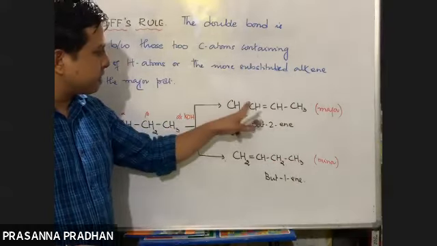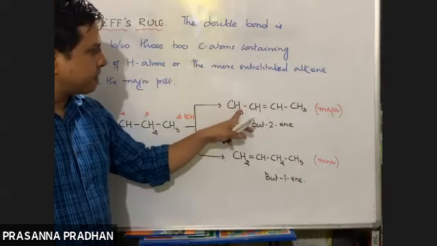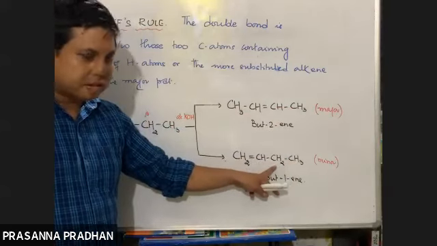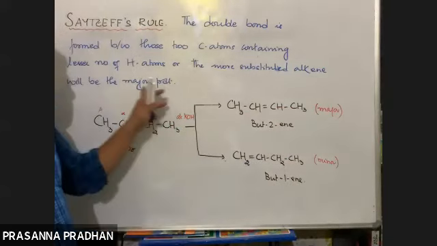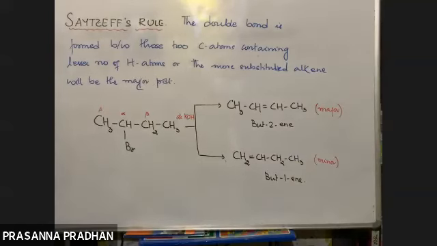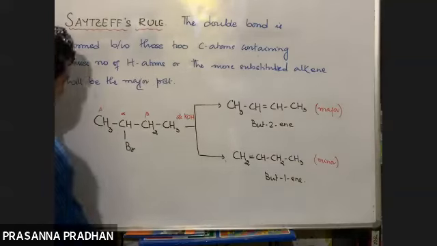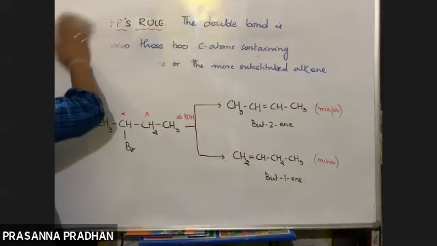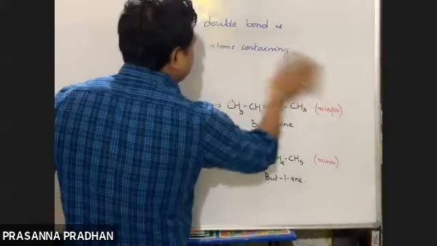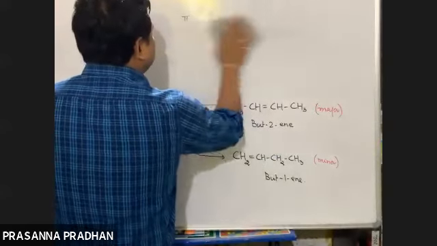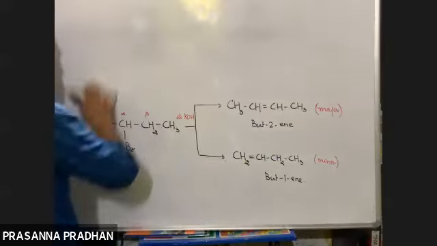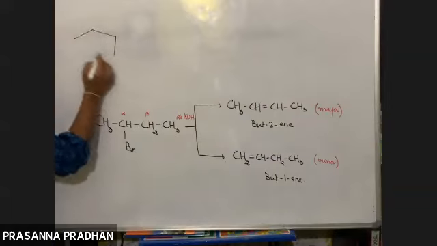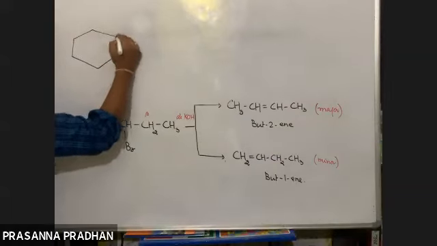Here, instead of 2 hydrogen I have 2 methyl groups. Here instead of 1 hydrogen I have 1 ethyl group. So this is less substituted, this is more substituted. The more substituted alkene will be the major product. I think it's understood now. So these are going to come in your board level. These are the questions which we expect in the board level. So now, just by keeping in mind this Saytzeff rule, I'll end up today's class. I need to discuss one more thing.